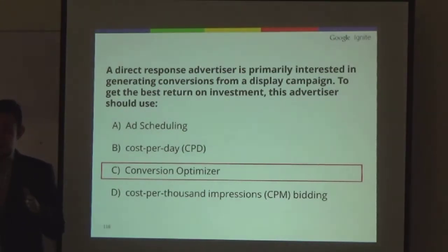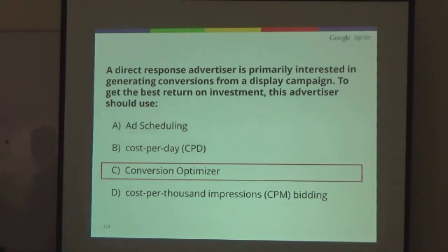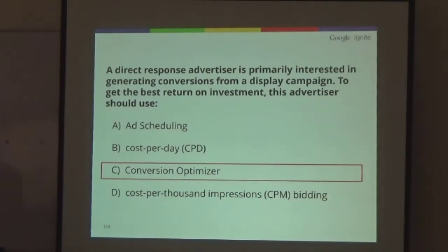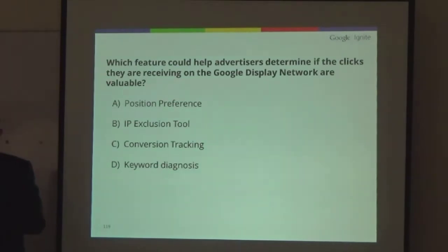Right, congratulations, it shows you all understand here. So conversion optimizer is a tool that direct response advertisers, or any advertisers whose main focus is to achieve more conversions, will use. They set the CPA that they want, and this tool will automatically adjust the bid based on the likelihood the advertiser is going to receive a conversion. So this is the answer.